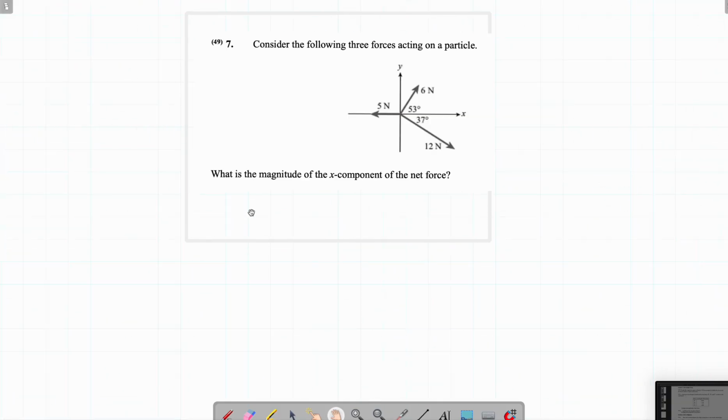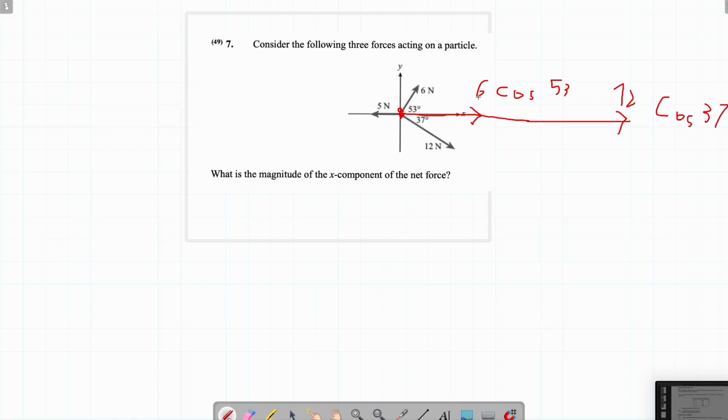What is the magnitude of the x component? Look, we have two forces on the x-axis to the right. So can I make it like this? We have 6 cosine 53. Again, imagine it like a right triangle and basically project it. And then here as well we have 12 cosine 53. I mean 12 cosine 37, sorry.